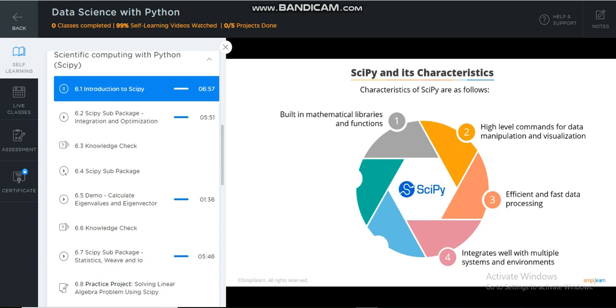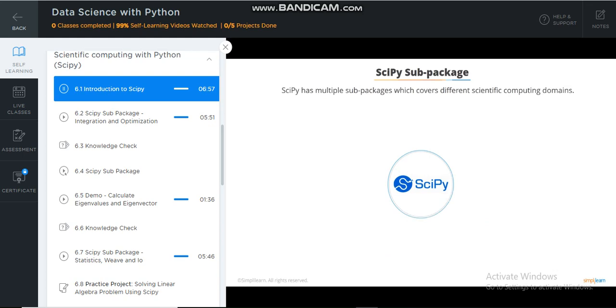It integrates well with multiple systems and environments. It has a large collection of sub-packages for different scientific domains. Its developer-friendly libraries and functions simplify scientific application development. This screen talks about the sub-packages of SciPy. We'll learn more about the widely used packages such as integration, I/O, linear algebra, optimize, statistics, and weave packages later in this lesson. We'll also focus on linear algebra and statistics.